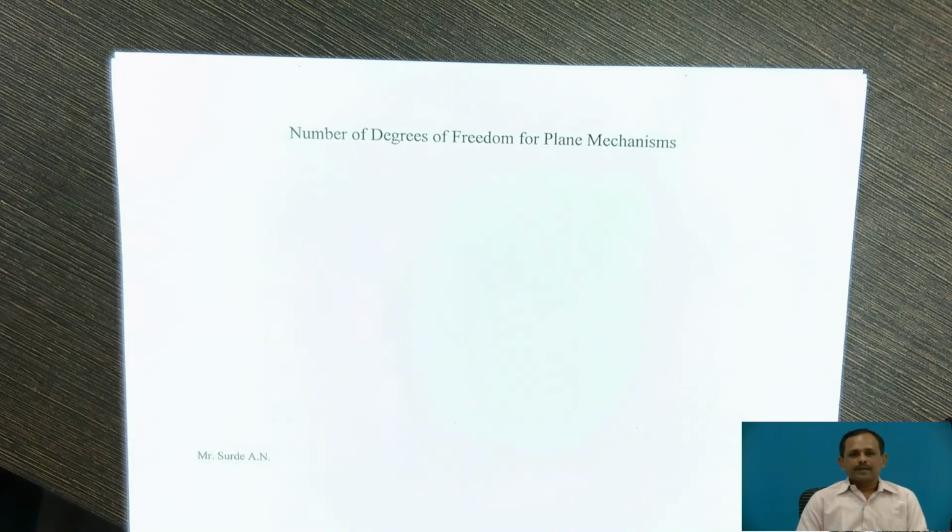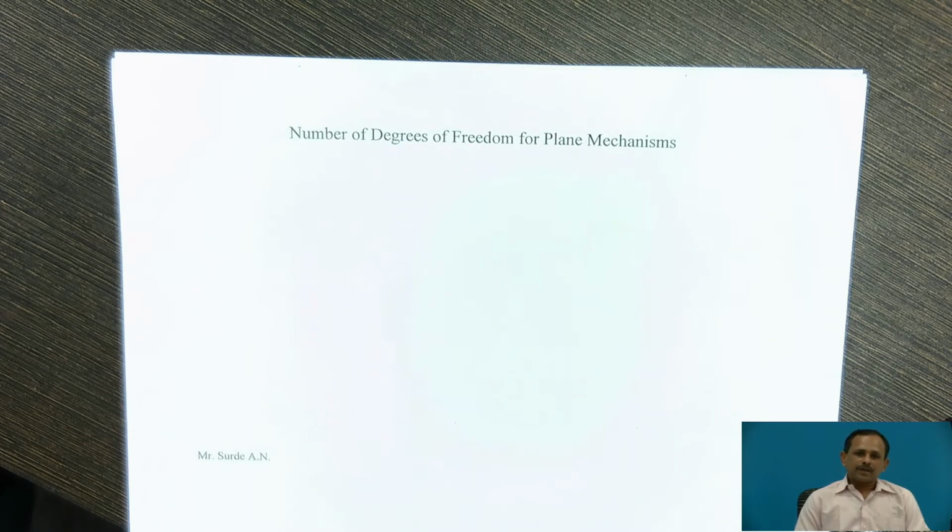Now, in designing a mechanism, it is important to define the number of degrees of freedom, also called the number of movabilities. The number of degrees of freedom is defined as the number of input parameters which must be independently controlled in order to bring the mechanism into practical use.